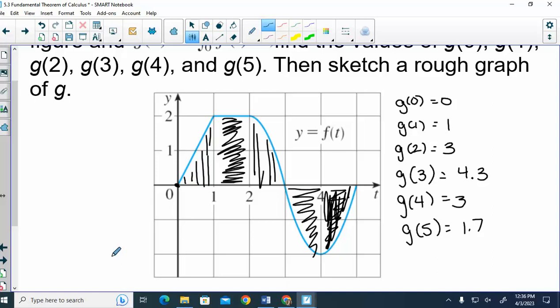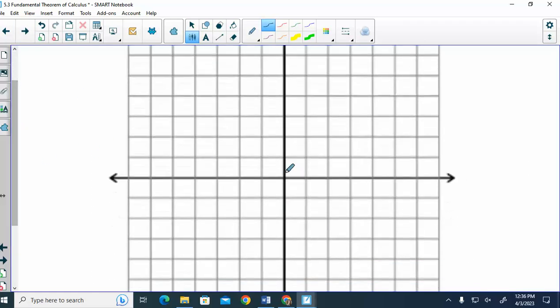All right, so then if I asked you to graph g, what you essentially have are all these ordered pairs for points on the graph of g. So, plot. We had (0, 0), (1, 1), (2, 3), 3 was 3, 4, and 5.